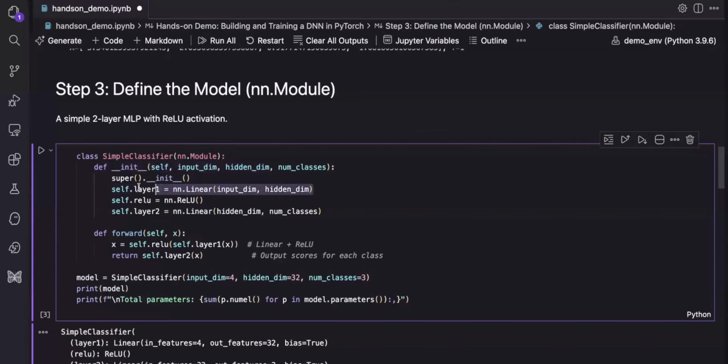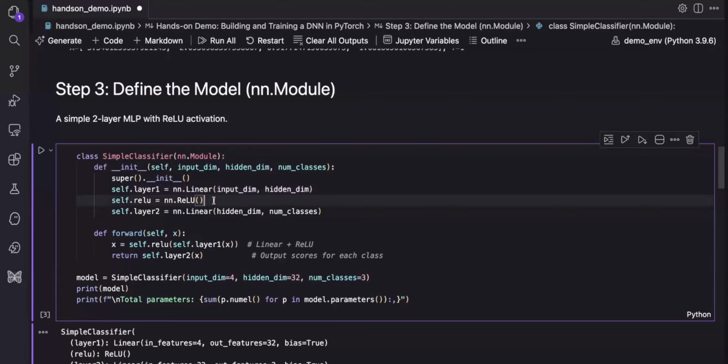Now we have this self.layer1 equals nn.Linear(input_dim, hidden_dim). This is the first fully connected layer with input dimension equals 4 and hidden dimension equals 32. This creates a weight matrix of shape 4 by 32, that is 128 numbers, plus a bias vector of shape 32. Every one of those 160 numbers is a learnable parameter that gradient descent will update.